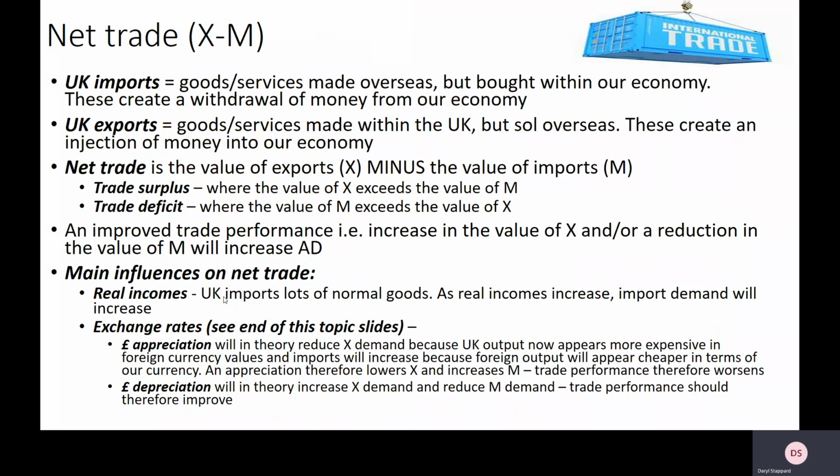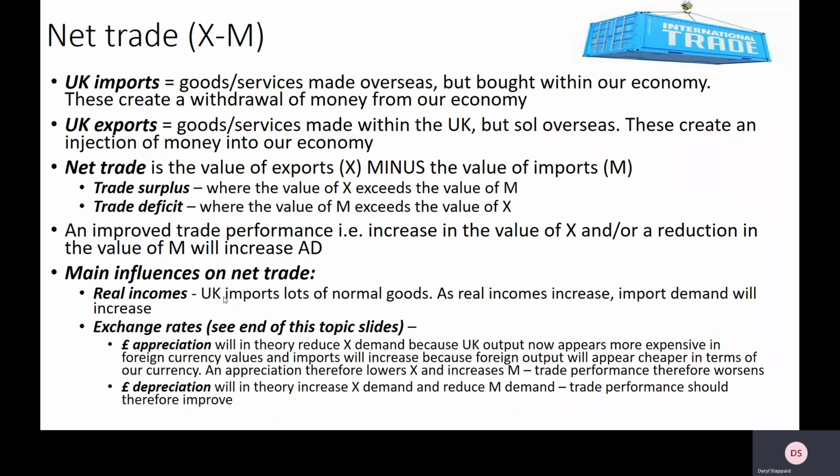If you've got a growth in your trade surplus, that would increase aggregate demand. A trade deficit is where the value of imports exceeds the value of exports. Now, if this happens and if it increases, it would reduce aggregate demand in the economy. So to increase aggregate demand, you want more exports and you want fewer imports. Now, we've got to think about what will affect importing and exporting taking place. First of all, in the UK, if we were to see a growth in real incomes, then British people will generally buy more imports.